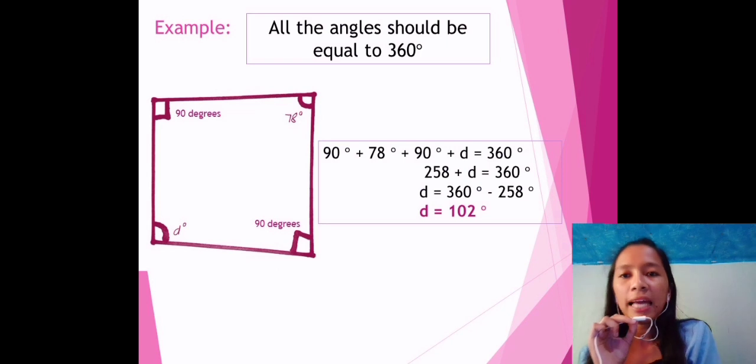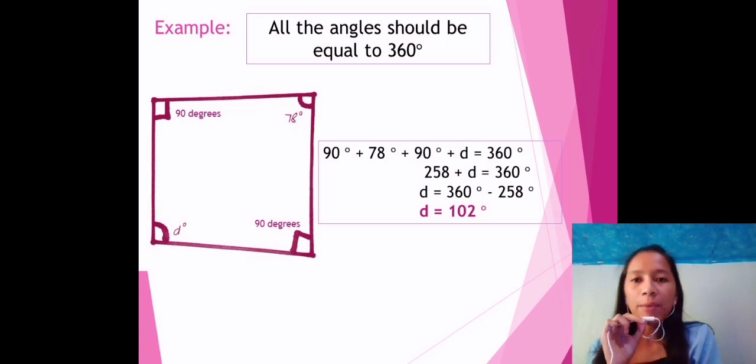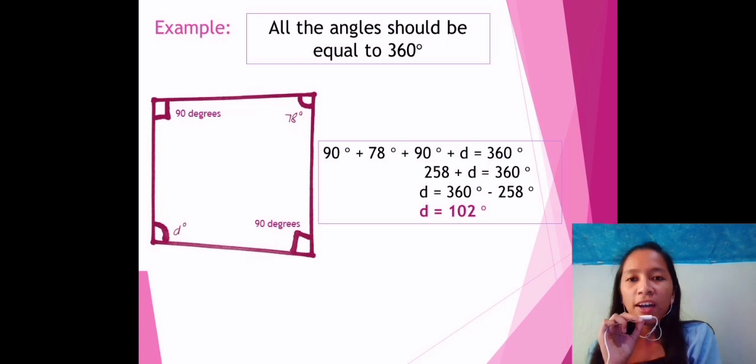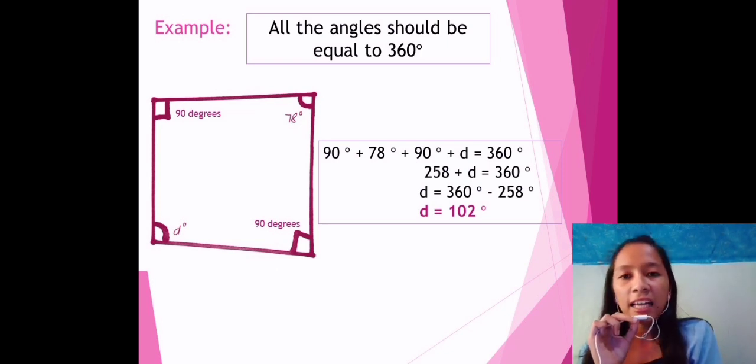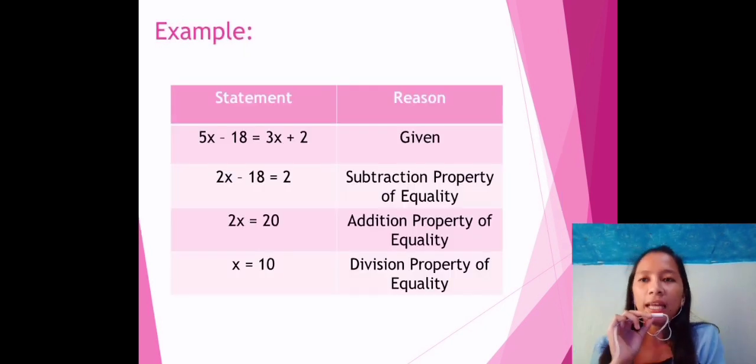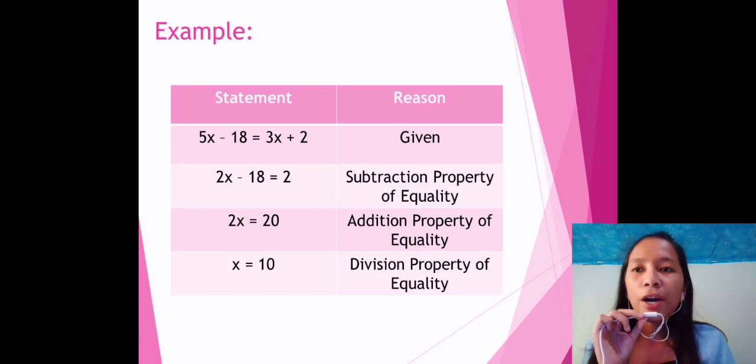So, kapag pinag-add natin yung 90 plus 78 plus 90 plus 102, ang magiging total niya is 360 which is equal siya sa isa't isa. So, the diagram shows that all the angles are equal to 360 degrees. Ang next example natin ay nahati sa statement and reason.